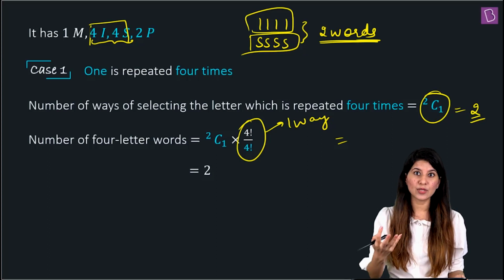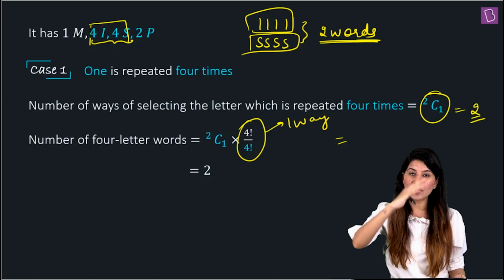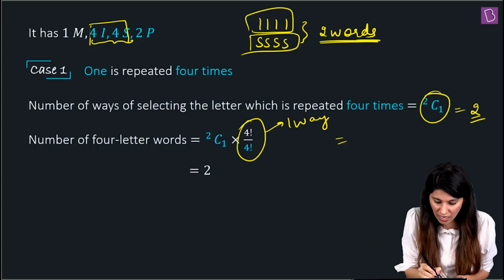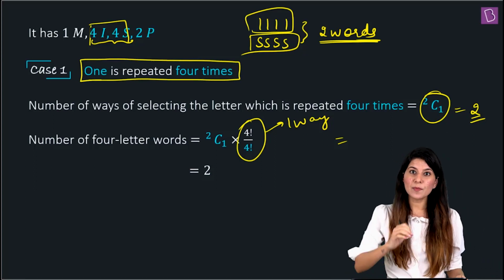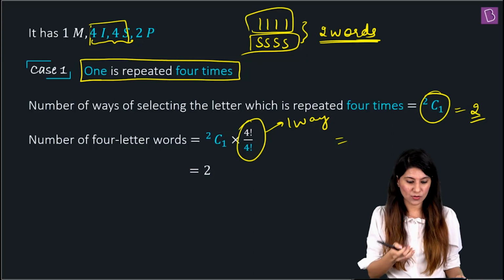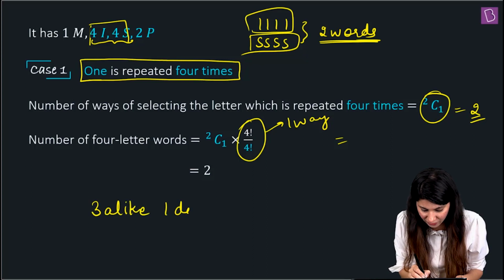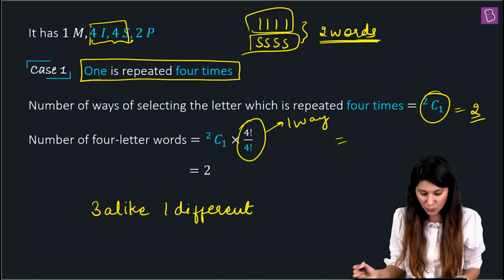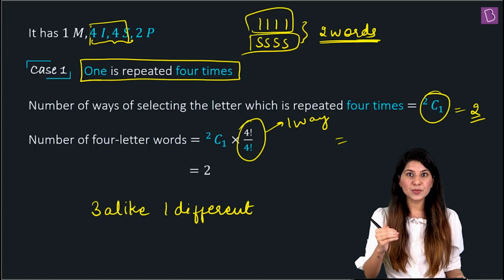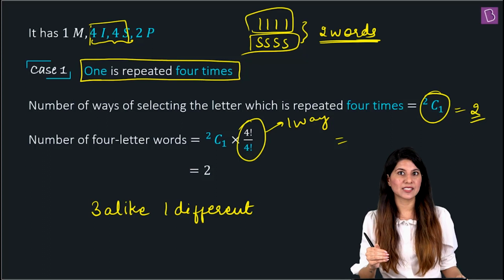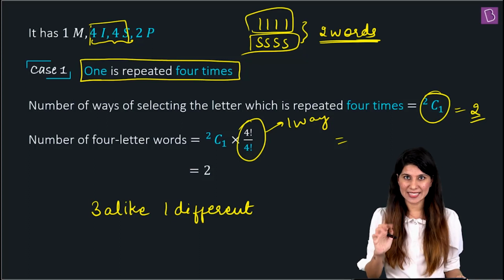Now I'll tell you how to think systematically about case 2. I know you must be making cases, but now I have maximized the alike letters. Now let's reduce the alike letters. Here four alike letters were there, so let's write the next case as three alike and one different. Three alike and one different should be your case 2. So gradually we'll be reducing the alike letters, or maybe gradually increasing the different letters. One and the same thing.